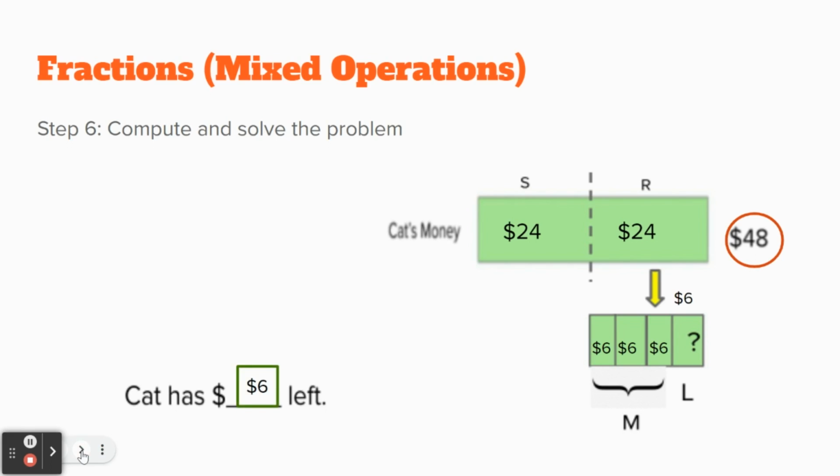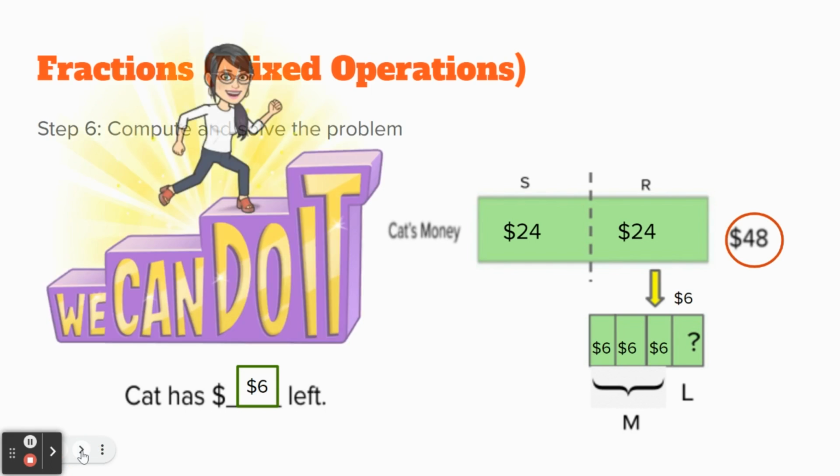We can use a backwards approach, thinking 4 groups of 6 is 24. 24 is how much she had left after she put half, another 24, into savings. Our approach works. We can do it.